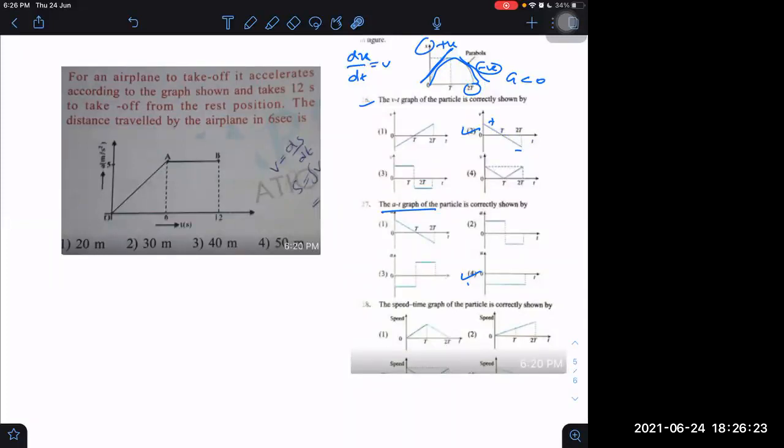Okay. You should be very good at converting graphs, VT to ST, ST to VT, and AT, and all this.